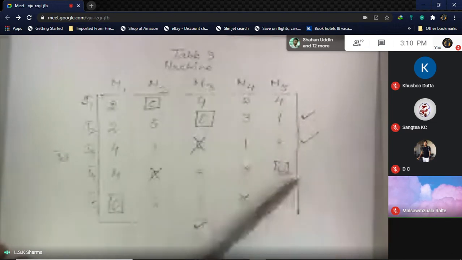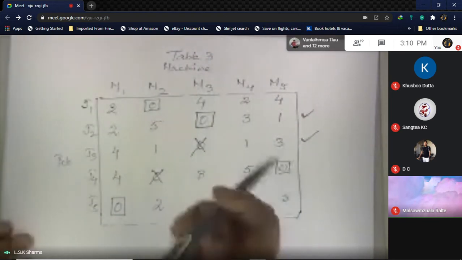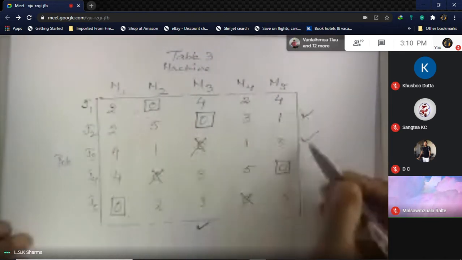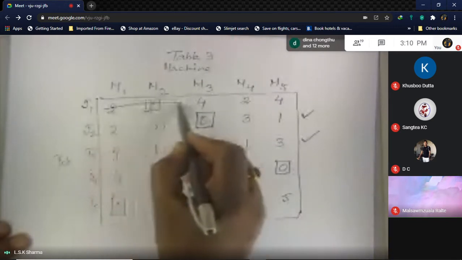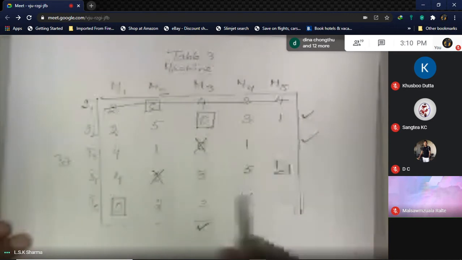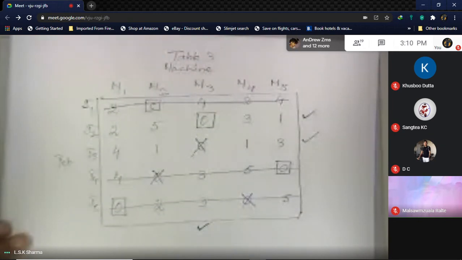Now the last thing is very important. It says, draw straight lines through unmarked rows. What are the unmarked rows? These are the unmarked rows, 1, 2, 3. So it says draw a straight line across each of them. 1, 2, 3. It says draw straight lines through unmarked rows.